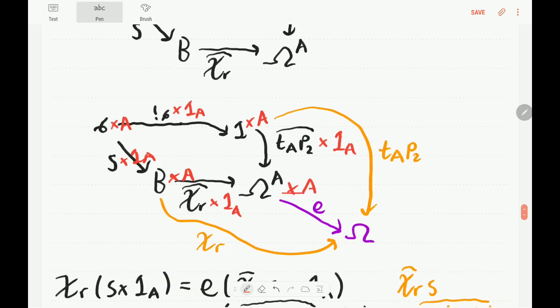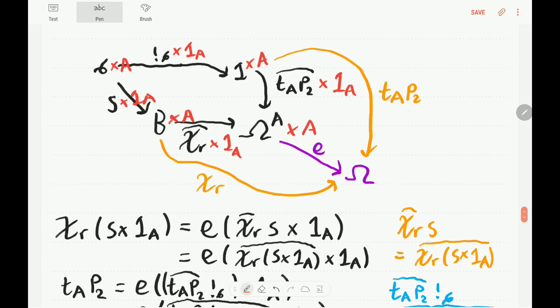Now we add an evaluation arrow, because we've got omega to the power of A times A, so we have this evaluation arrow E going to omega. Now we note that we can compose E after chi of R bar times 1A to get chi of R, and we can compose E after name of TA times 1A to get TA after P2.